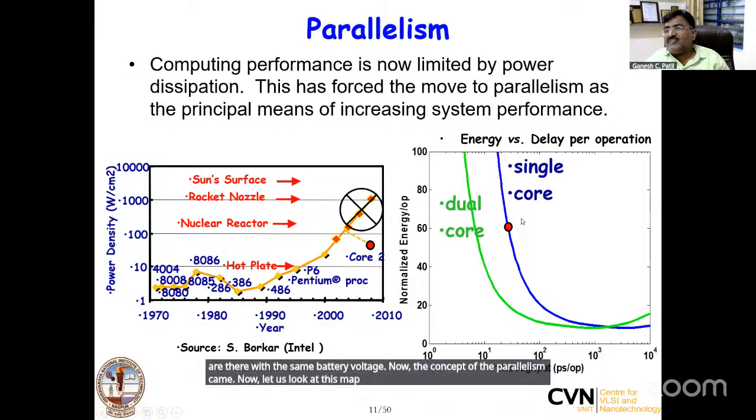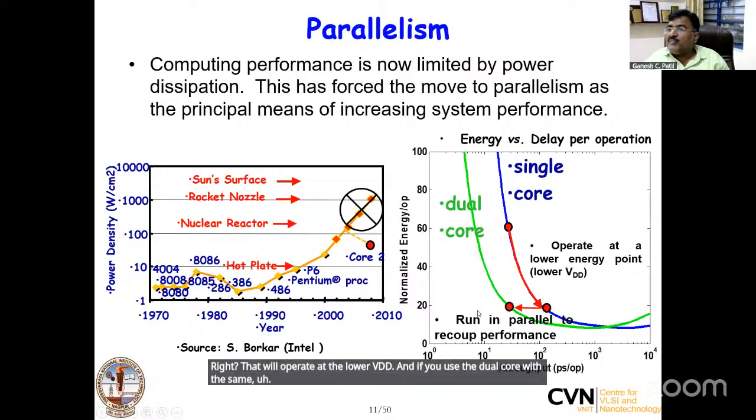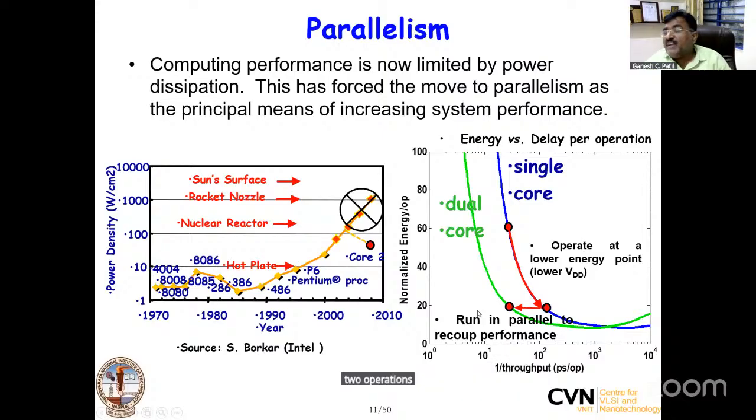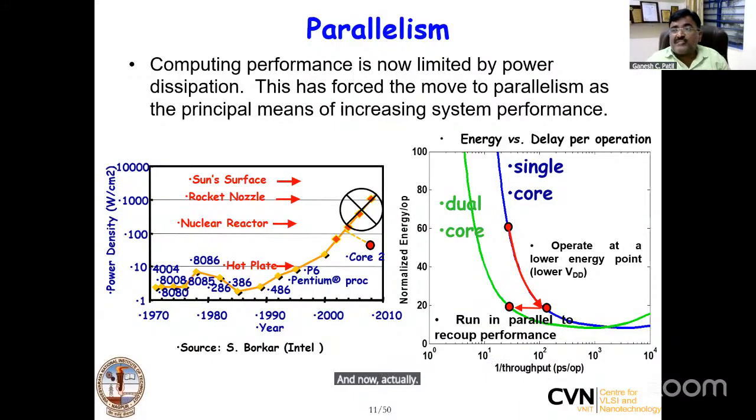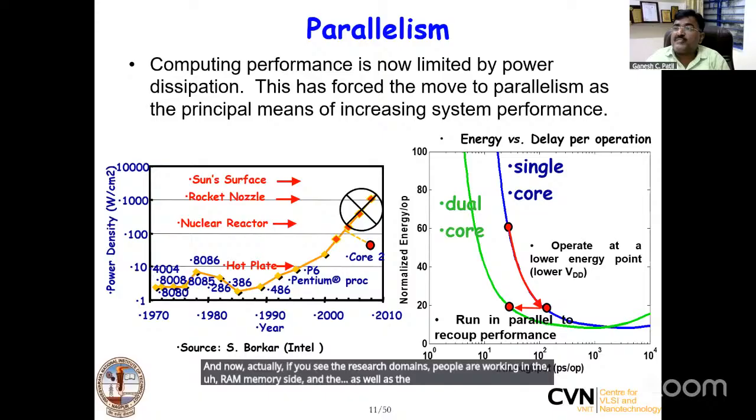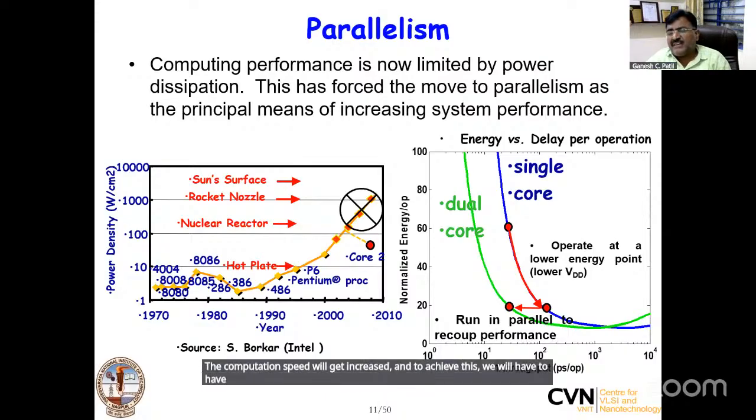This is the animated graph. You could see that the single core will operate at the lower VDD, and if you use the dual core with the same energy, we could run two operations parallelly. That is how, to solve the problem of static leakage power dissipation, the concept of the dual core came in the processors. Now, if you see the research domains, people are working on the RAM memory side as well as the computation side. If we have more cores, the computation speed will increase, and to achieve this, we have to compromise with the leakage.